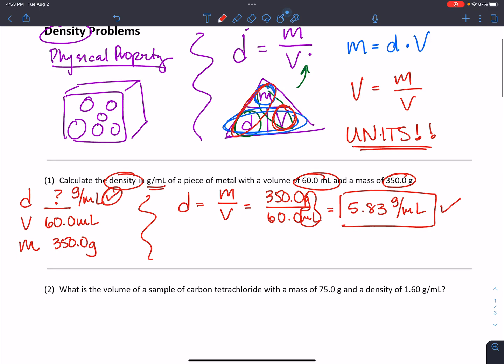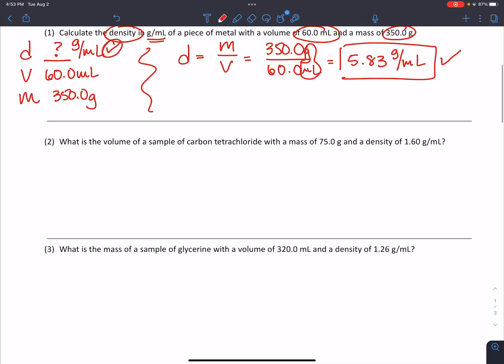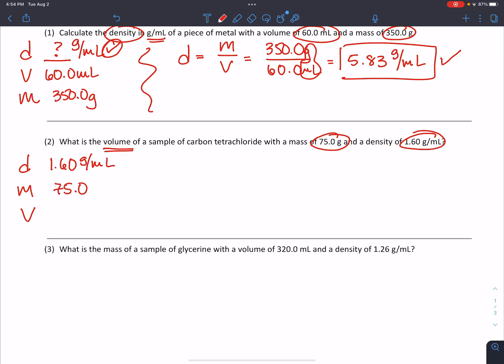All right, now we're going to slide down to number two. Number two says, what is the volume of a sample of carbon tetrachloride with a mass of 75 grams and a density of 1.6 grams per milliliter? So we have a density value and we have a mass value, and this time we're asked for volume. Again, I set up what I've been given. I have 1.60 grams per milliliter for my density. This object has a mass of 75 grams, and our unknown here is volume.